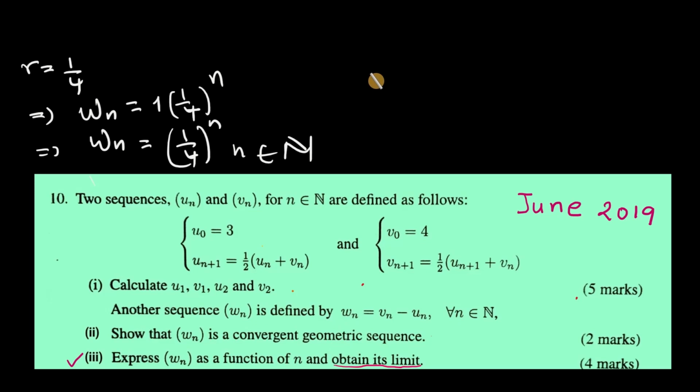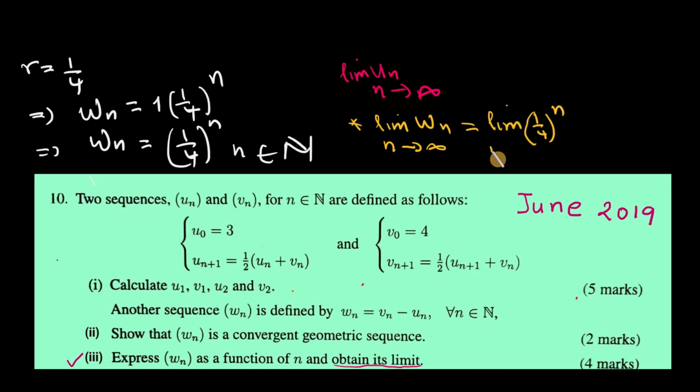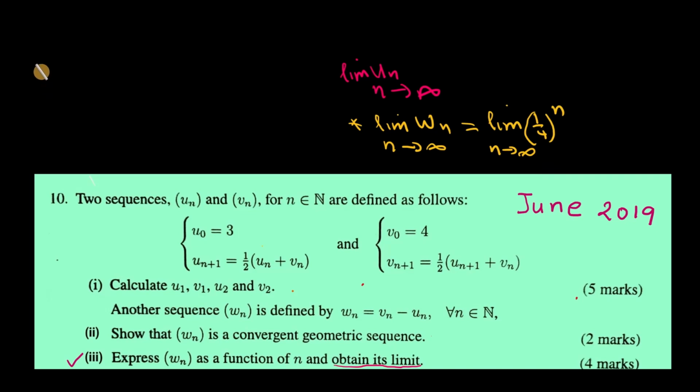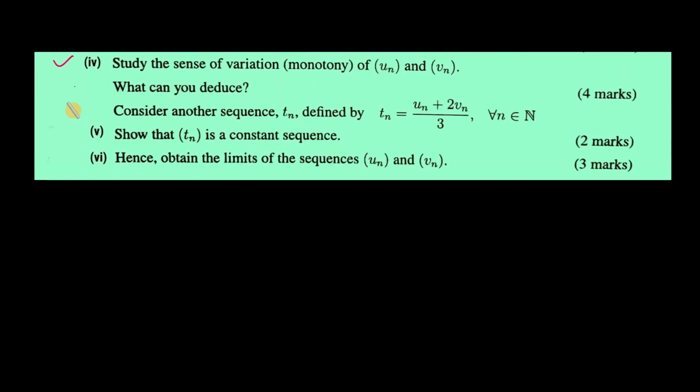The limit of any sequence is the value of lim un as n becomes very large. That means lim Wn as n becomes very large is equal to lim 1/4 to the n as n tends to infinity. That is, lim Wn as n tends to infinity is equal to lim 1/4 to the n, since 1 to the n is 1, as n tends to infinity, which is equal to 1/4 to the infinity, which is equal to 0.